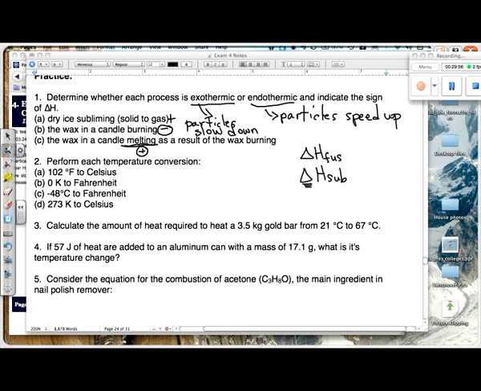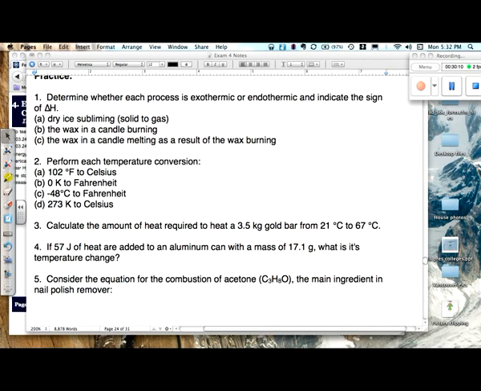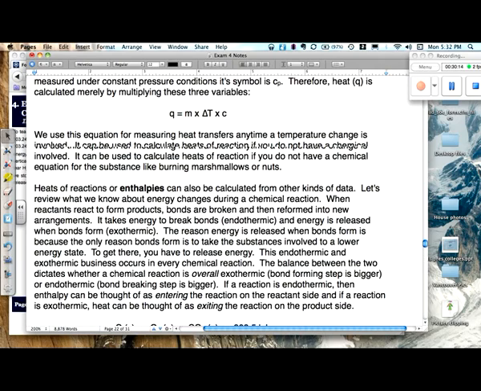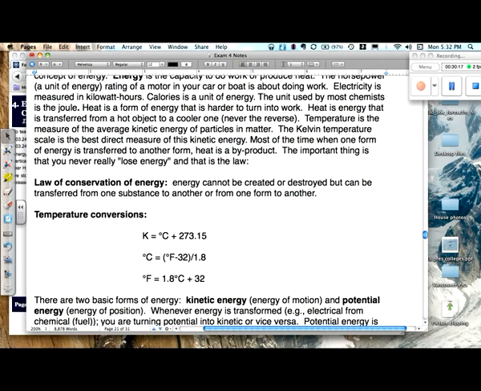All right, number 2, perform each temperature conversion. So we're going to grab those temperature conversions, especially for Fahrenheit to Celsius, and we'll work through these together. Let me scroll back up because I don't have them memorized. All right, and let's take these and bring them down.